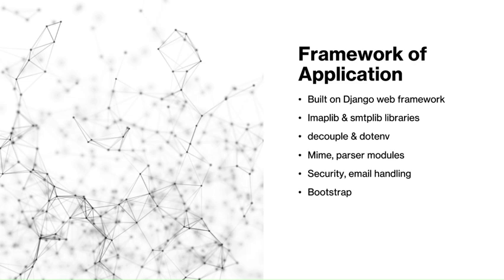This application uses Python's built-in email processing modules, email.mime and email.parser, to handle multi-part messages and attachments to emails. For secure credential storage, we use decouple and a .env file, which is handled outside of the codebase and is mainly used in the settings file. We also included Bootstrap.